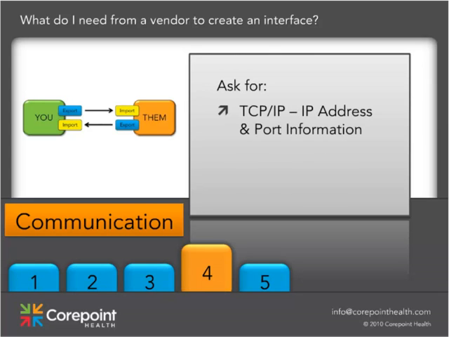You need to identify the IP address and port information for the receiving system so the sending application knows where to send the messages. Be sure to test for interface stability to ensure the connection is able to stay connected and will recover after a network problem. And be sure messages and acknowledgments are being sent and received.